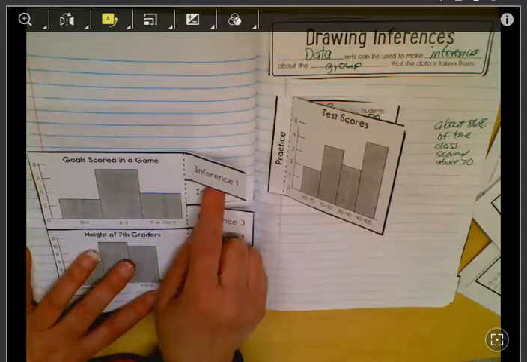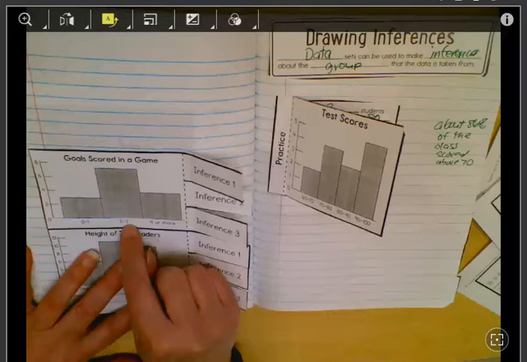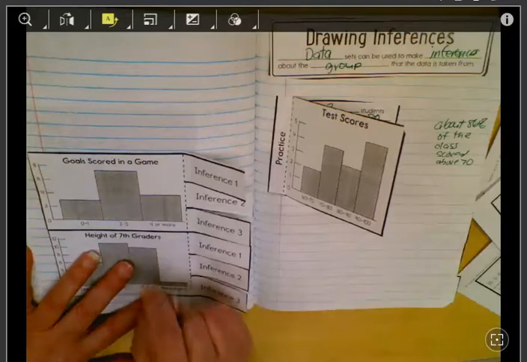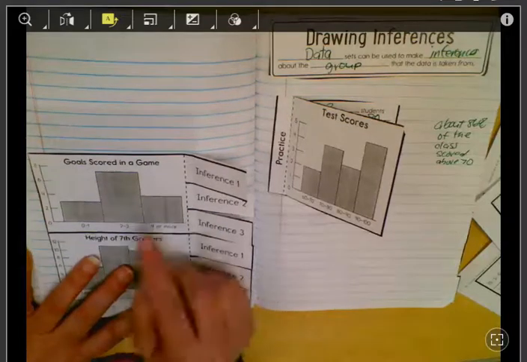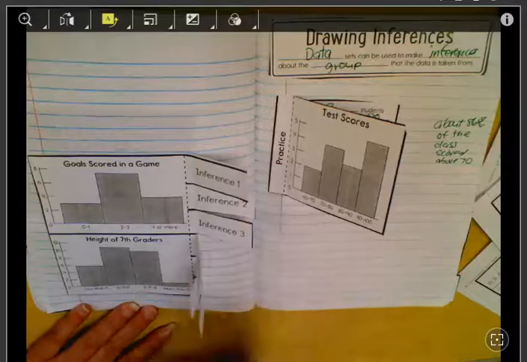Were there more goals in the 2 to 3 column? How many games scored only 2 to 3? How many only got 0 or 1? So anything like that. These are going to be heights of 7th graders. Think of 3 inferences you can make there.